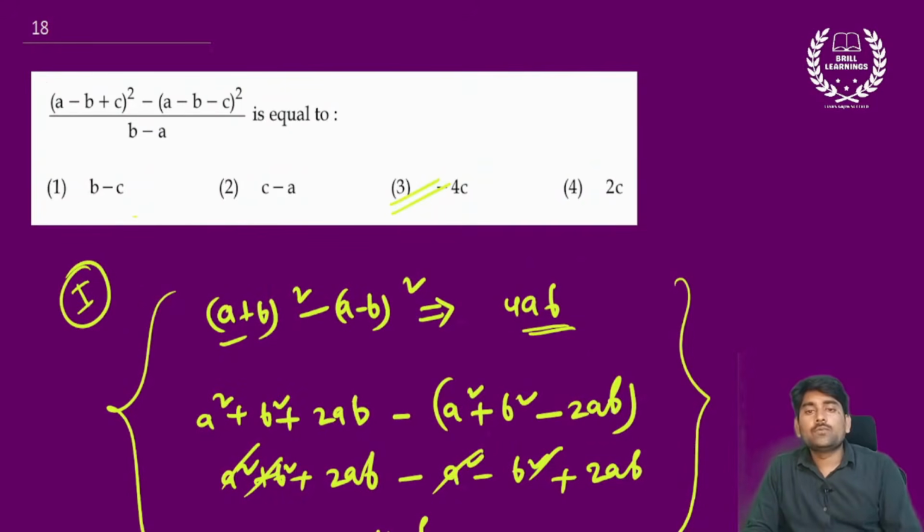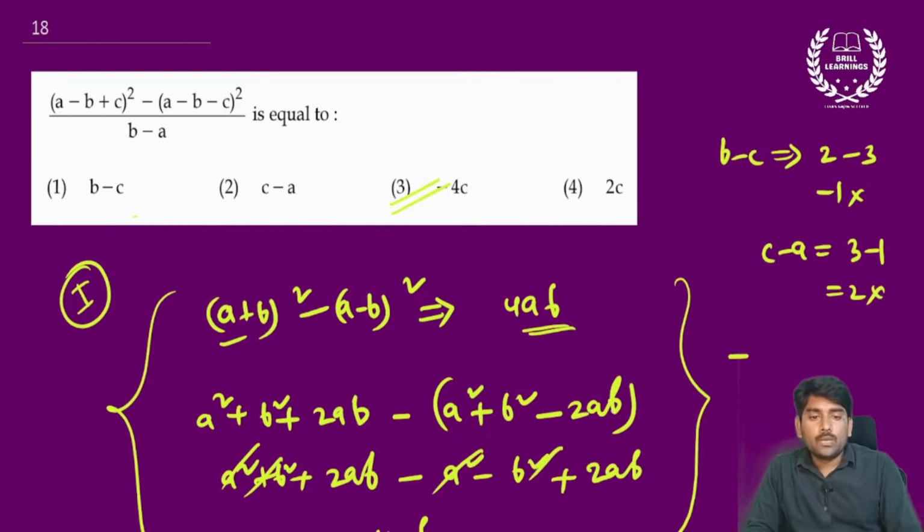First, what is the value of the first option? I am checking the first option. B minus C means, B value is 2, 2 minus 3 is minus 1, wrong option. C minus A, C is 3, 3 minus, what is the value of A? 1. So 2 here. So this is also not correct. Minus 4C: here minus 4 into C value, which is 3, gives minus 12. This is the right answer here.